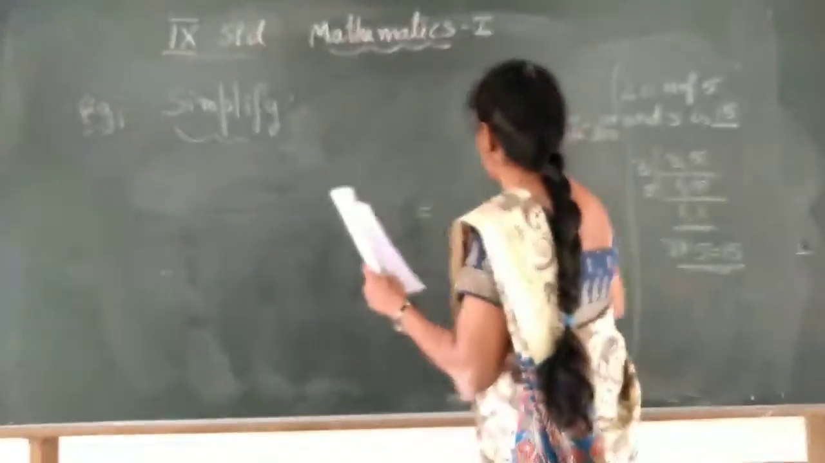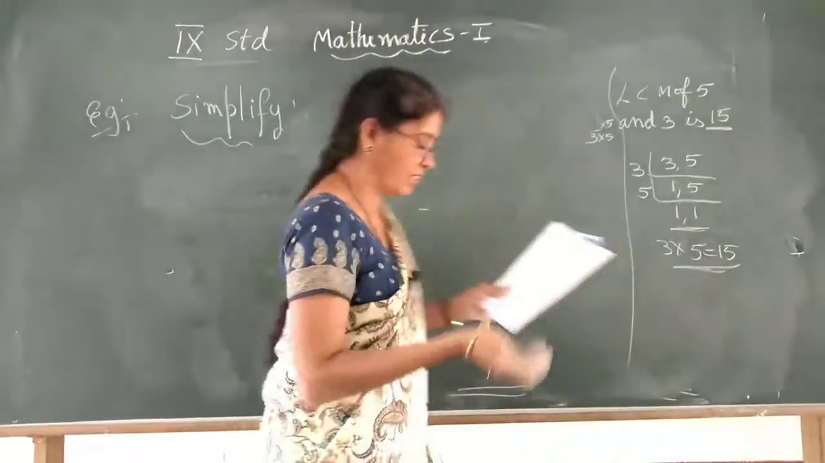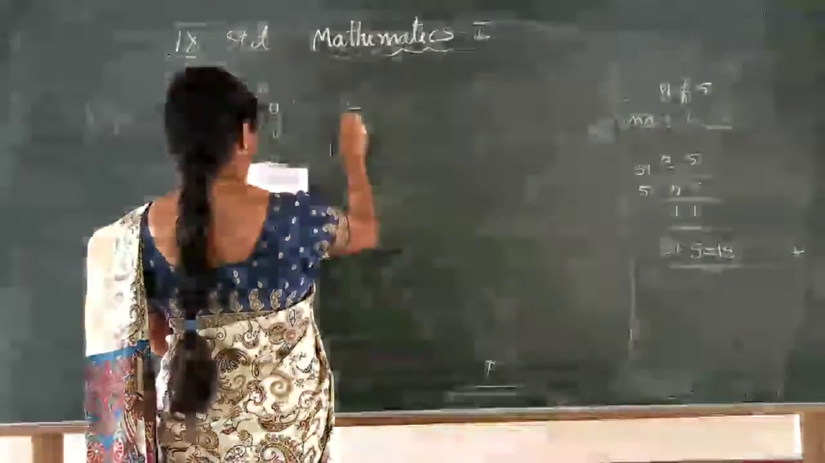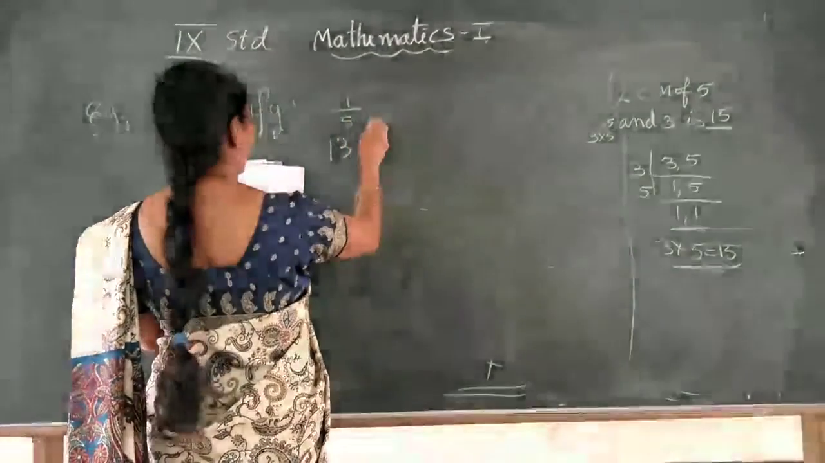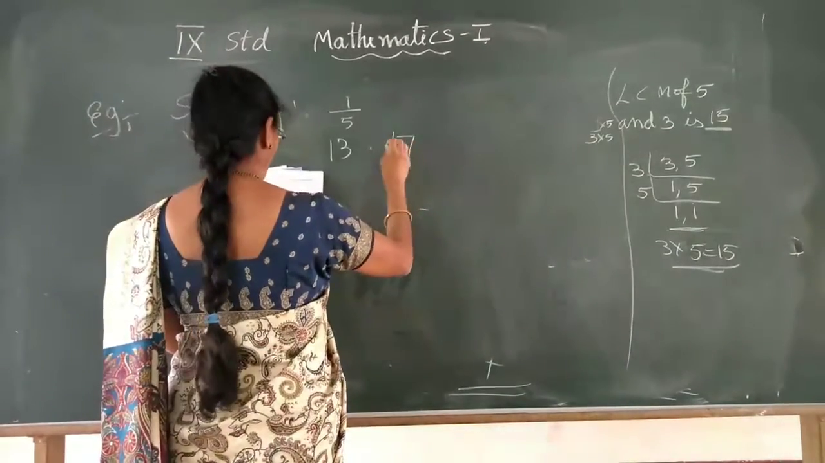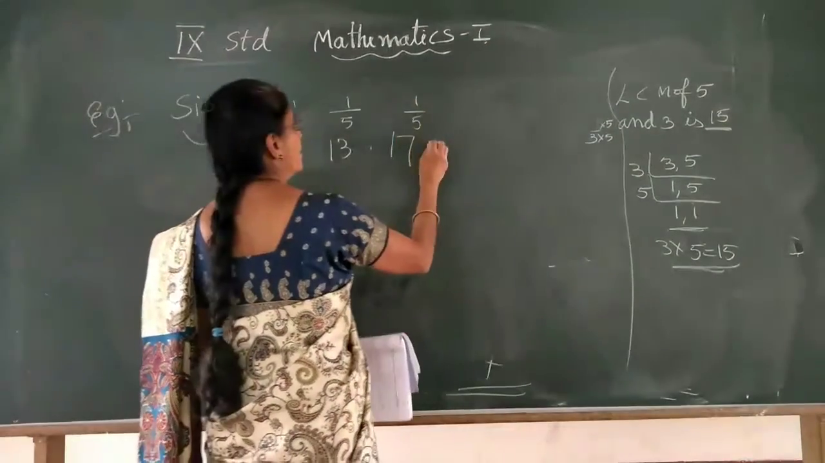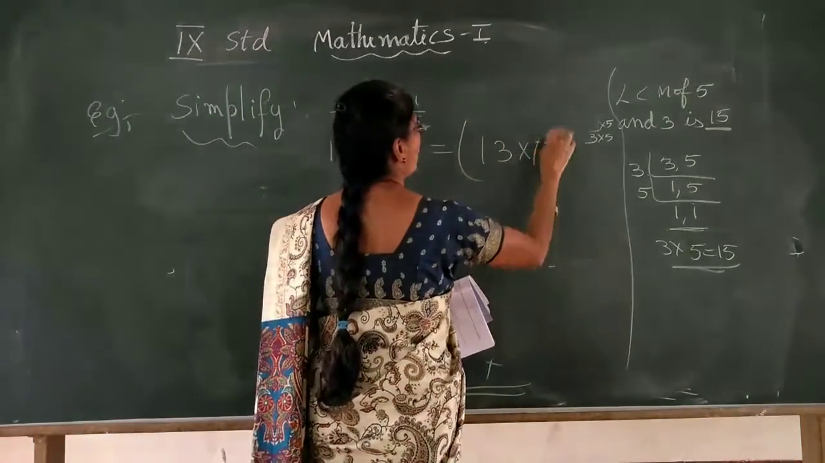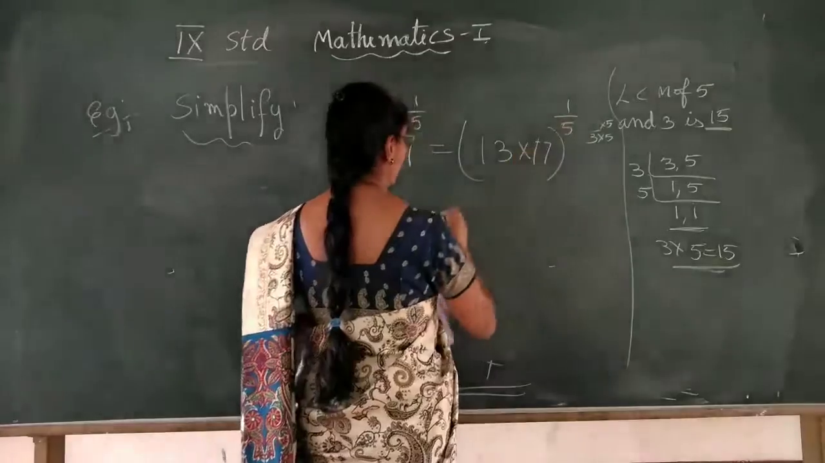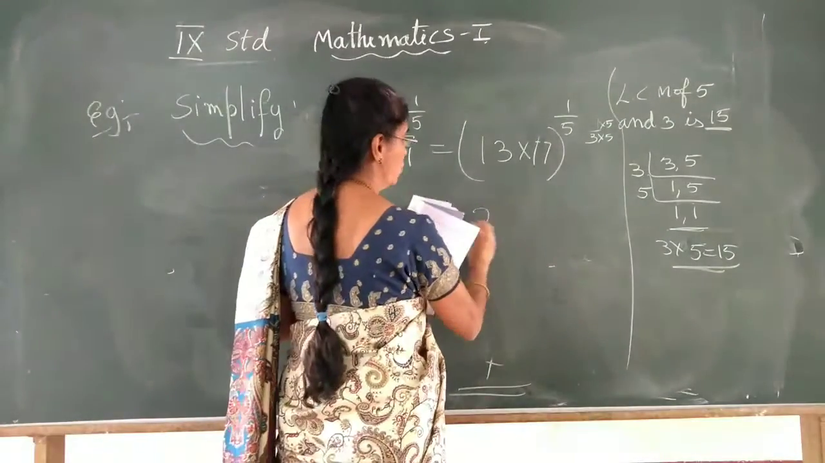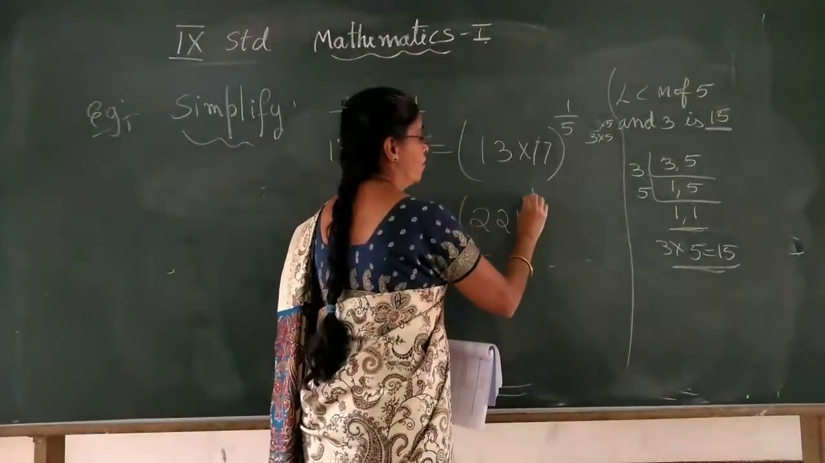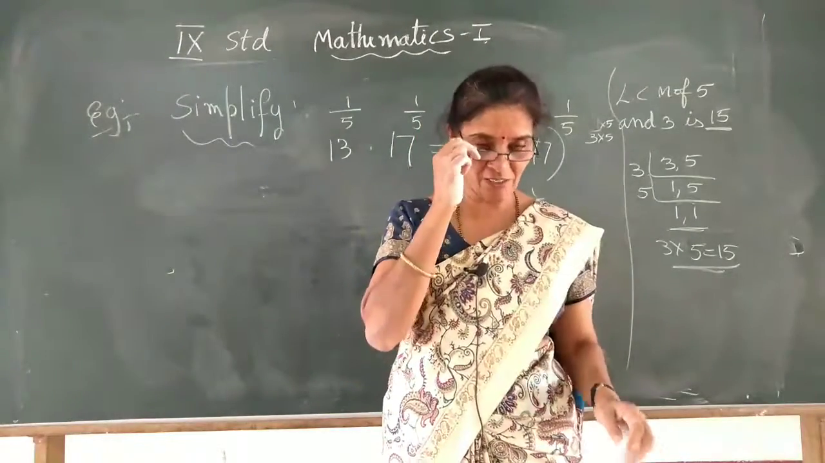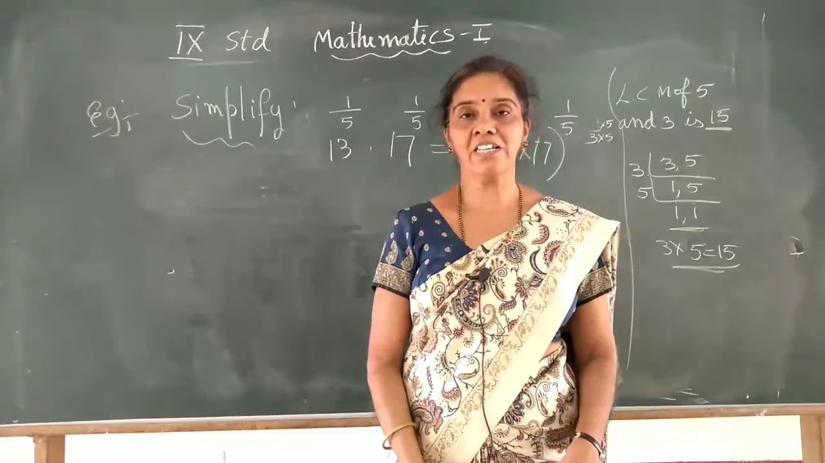Last problem, children. Example problem. 13 to the power of 1 by 5 into 17 to the power of 1 by 5 is equal to 13 into 17 to the power of 1 by 5. 13 into 17 how much? It is 221 to the power of 1 by 5. Okay. So you go through this law and study. We will do the exercise in the next class. Thank you.